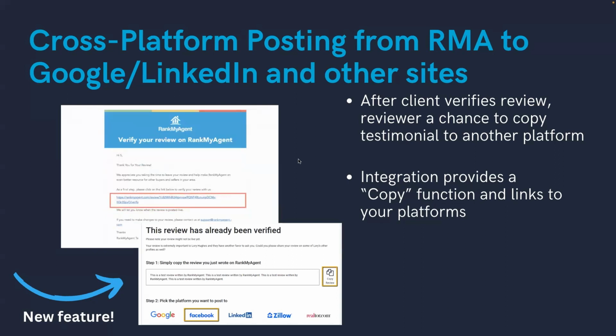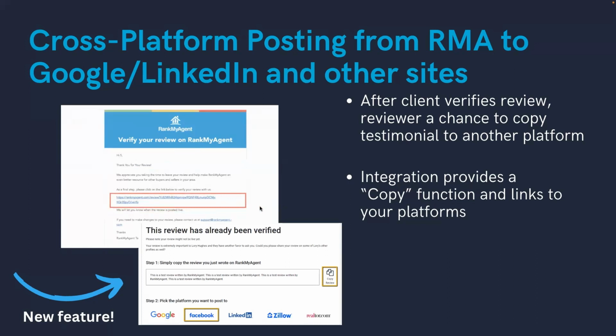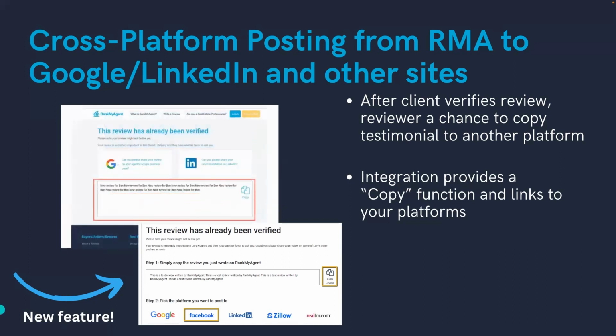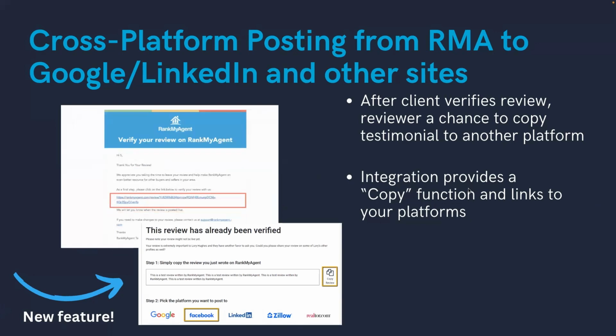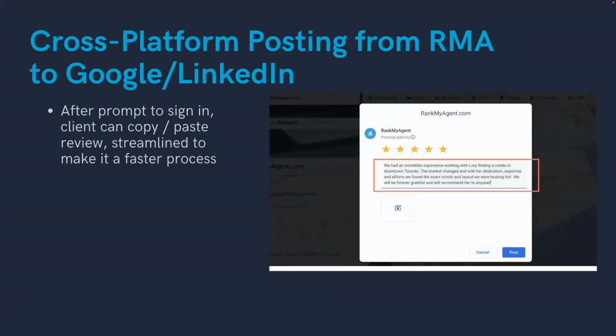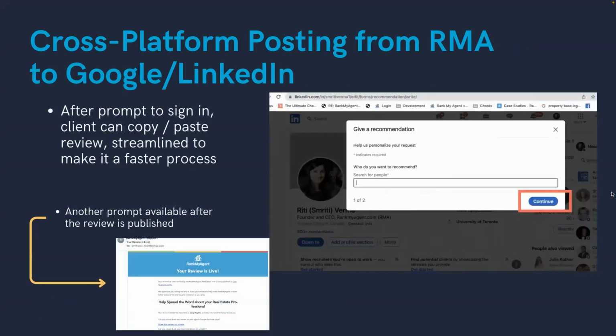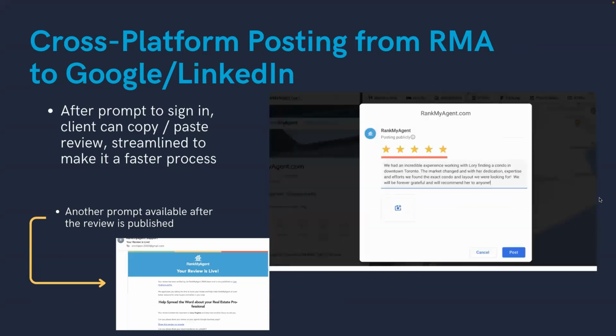The way that this is done is after the client verifies the email, they're taken to a landing page, they hit the copy button, and this allows them to copy the reviews. And then they would just pick which portal they want to paste it onto. So if they want to paste it onto Google, they would pick the Google icon, and then they would have a pop-up there that would allow them to just paste that review. Same goes with LinkedIn as well. So here's the example of the pop-up coming, and then they just have to click the paste button, and that would paste everything. Same goes with LinkedIn.